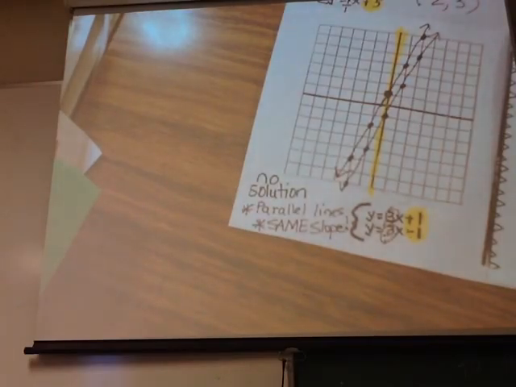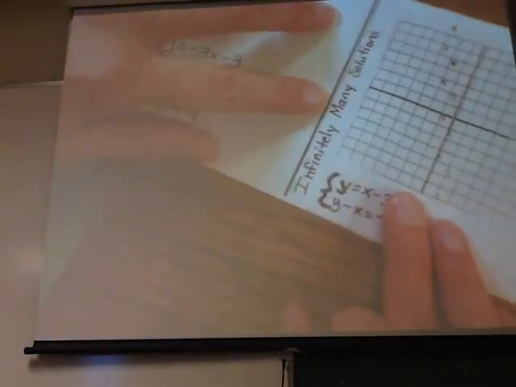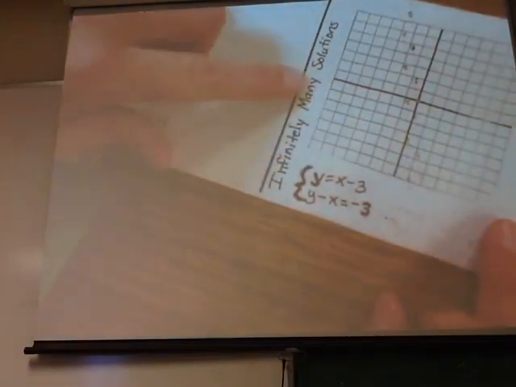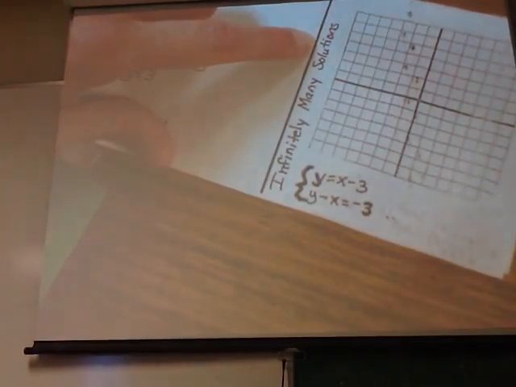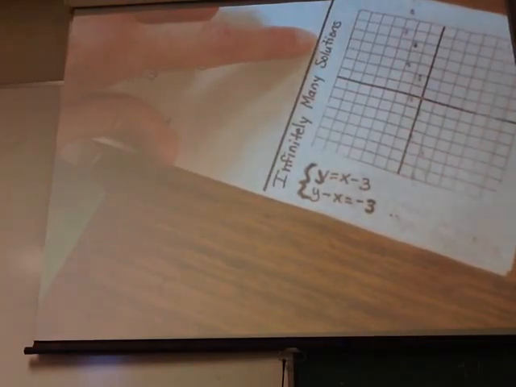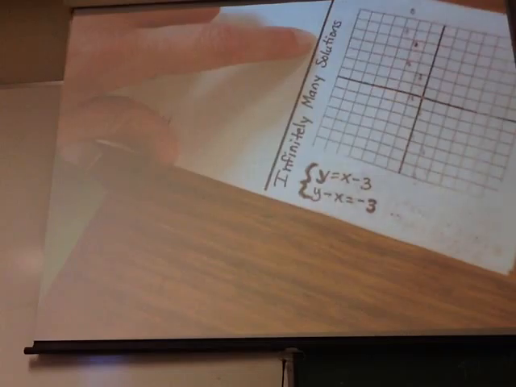Okay? Now, there's one more type of problem, and it's on the back of that, in that same flap. And it says infinitely many solutions. What does infinitely many solutions even mean? It never ends. Okay, that's true. Infinite means that they never end. That means every spot on one line is also on the other line. This is like where one line lies on top of the other line.